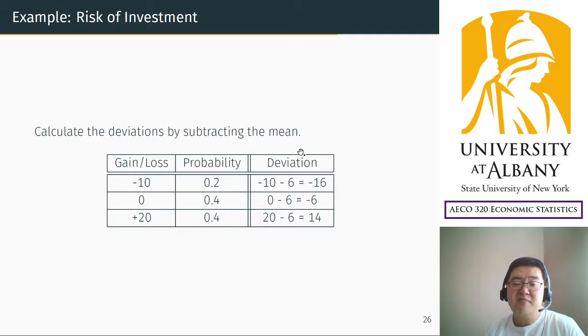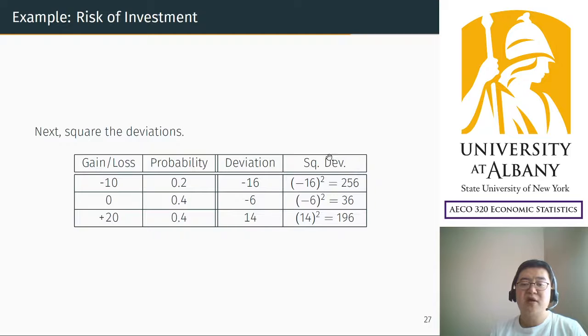And using the mean, which was 6, subtract the mean from the outcomes. So if you lose $10, that is $16 below the average, $16 below the expected return. So minus 16 is the deviation. And even if you lose nothing, still it is $6 below the expected return. So from your expectation, it loses $6. It's lower than your expectation. But if you gain $20, it's $14 above the average, right? So the deviations are minus 16, minus 6, plus 14.